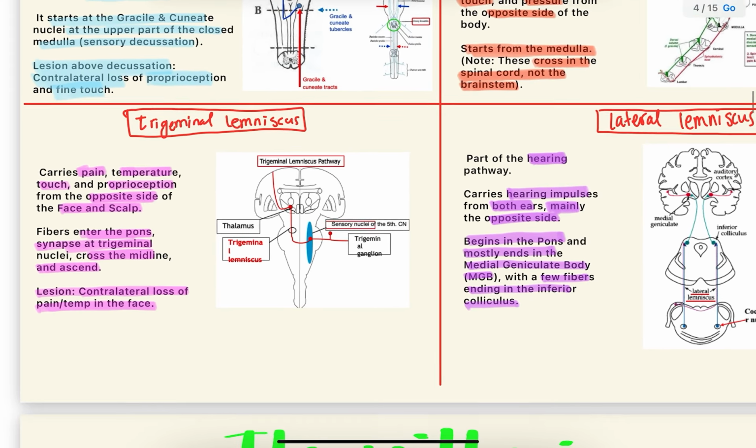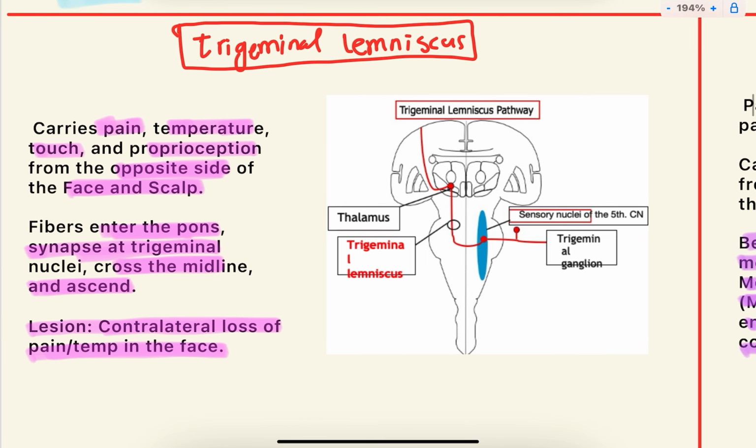Now, the trigeminal lemnisci, on the other hand, is associated with what? The face and the scalp. So what will be there in the face and the scalp? Pain, temperature, proprioception. And it will be on the opposite side because I can see a decussation. So it will enter the pons, synapse at the trigeminal nuclei, and then go up.